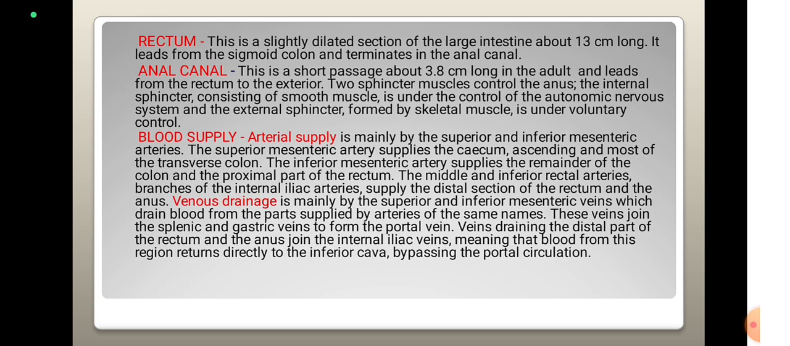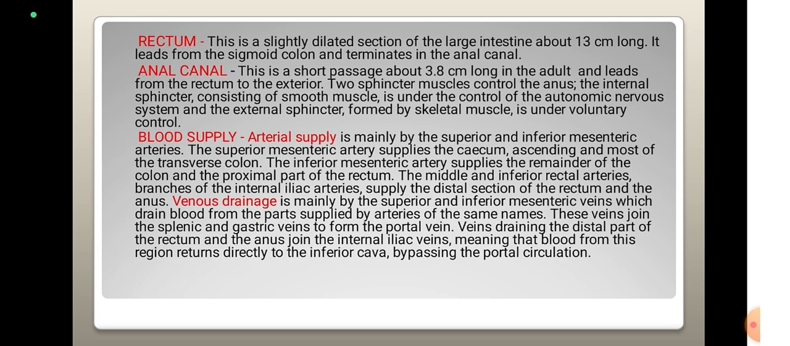Two sphincter muscles control the anus. The internal sphincter, consisting of smooth muscle, is under the control of the autonomic nervous system, and the external sphincter, formed by skeletal muscle, is under voluntary control.